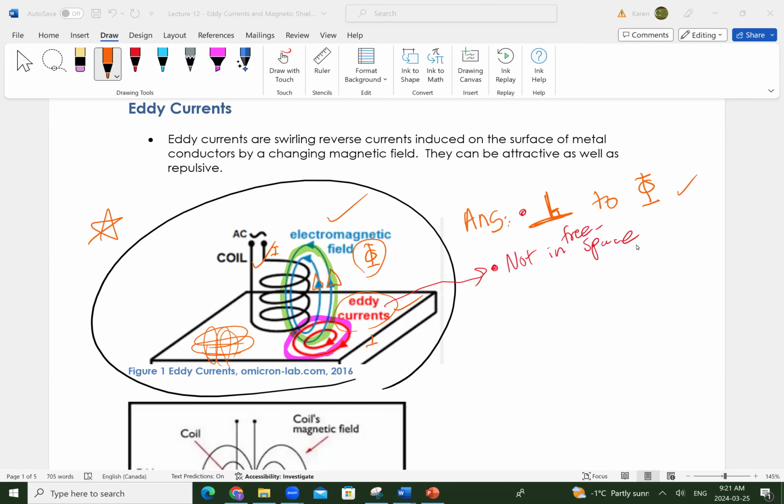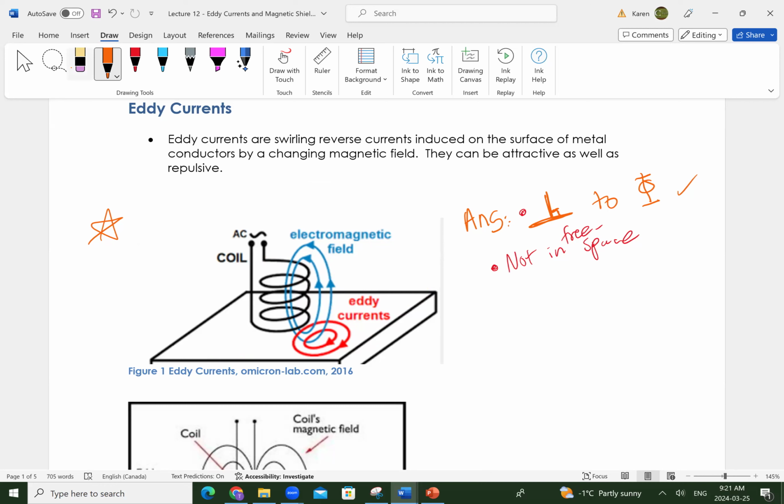Let's talk about questions I can ask you about eddy currents on the exam. We haven't thoroughly learned about eddy currents yet, but all we know so far is that they are induced by the electromagnetic field, which is lines of flux. Here are our lines of flux, our electromagnetic field, and eddy currents are the swirling reverse currents induced on the surface of metal conductors by the changing magnetic field.